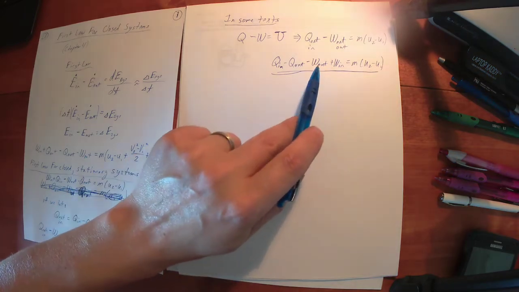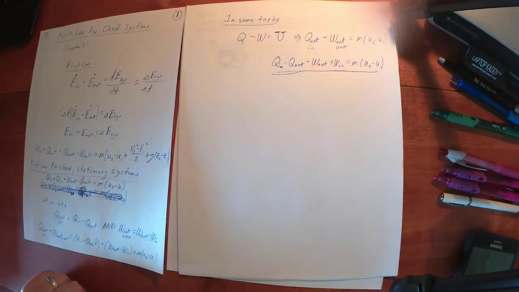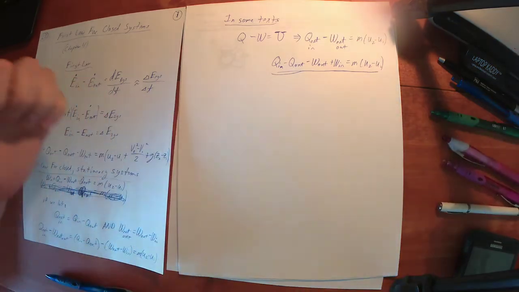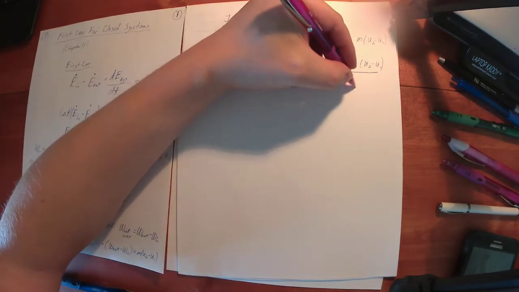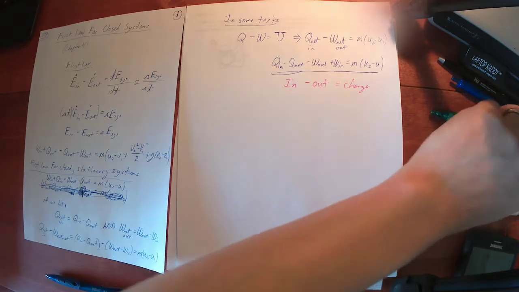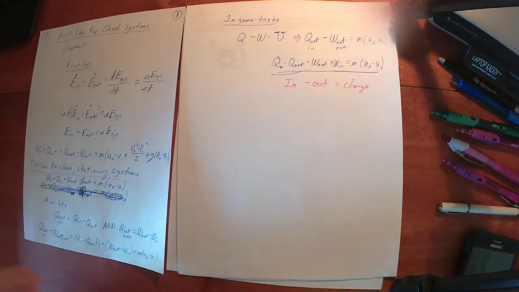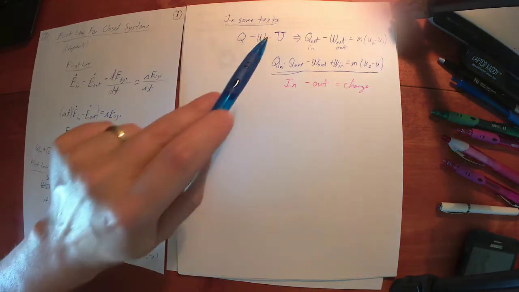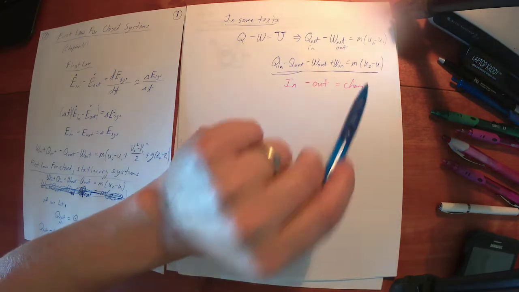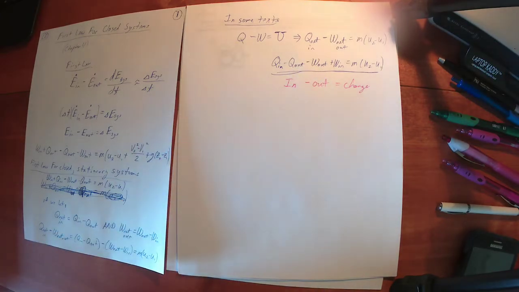This is how I will try to work problems, probably throughout the course, because I truly find it's easier to think about the first law as in minus out equals change. If you think about it that way, you end up with less to memorize, and you group together like terms. The brain tends to grab onto them a lot easier than trying to memorize an abstract equation with lots of terms. We can have heat or work in or out, and if it's stationary, the only type of energy that changes is the internal energy.